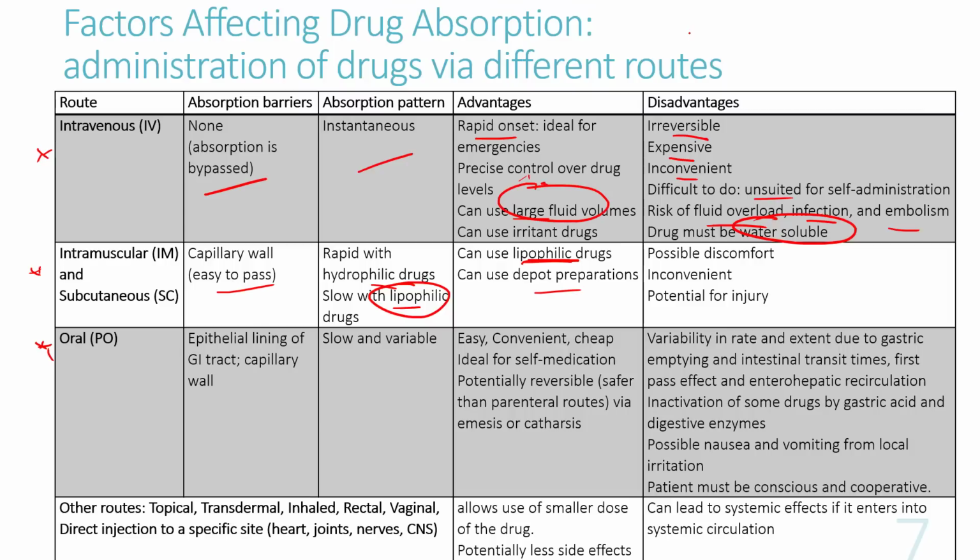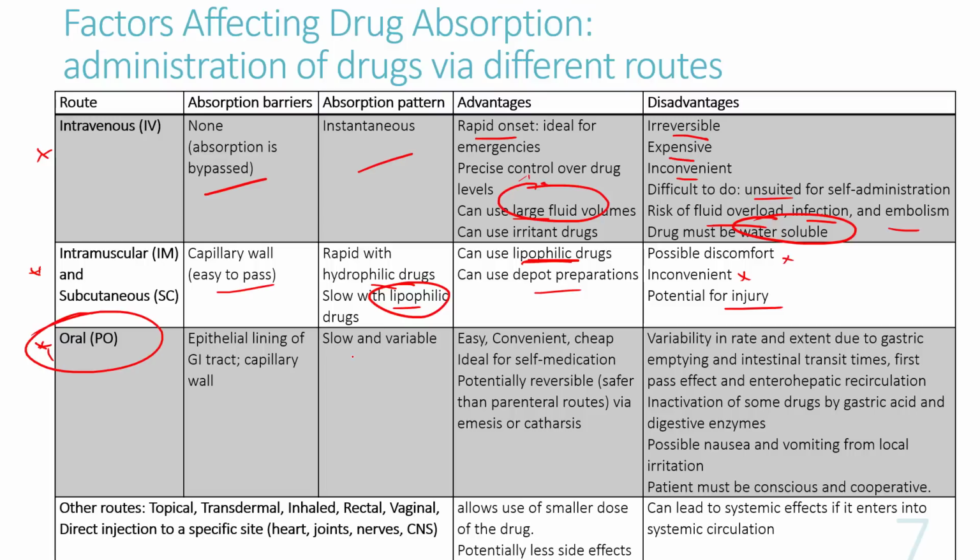IM and subcutaneous administrations of drugs tend to also be inconvenient, again for the same reasons that IV administered drugs are inconvenient. There's a possible discomfort level with administering drugs IM or subcutaneously, and there's also a potential for injury. Most drugs are given via the oral route of administration, and here the absorption barrier is the epithelial lining of the GI tract, and then what happens in the liver before it reaches the systemic circulation, and we'll cover that in the next few slides.